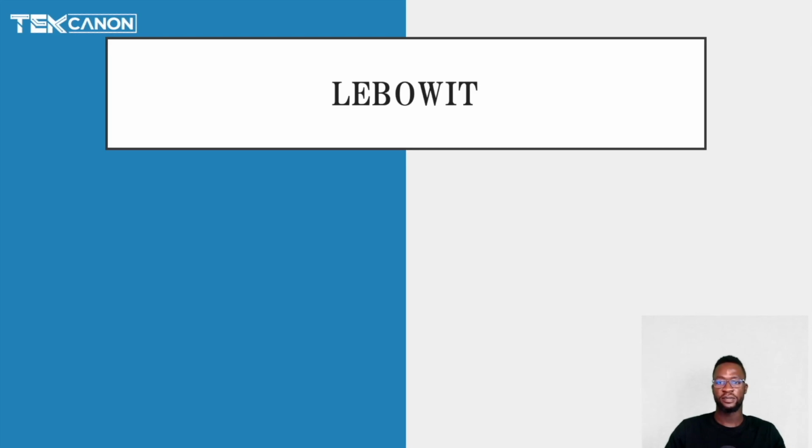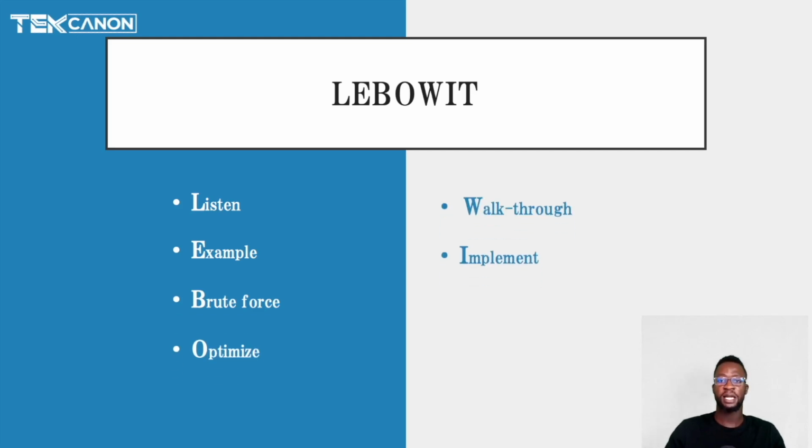LEBOWIT, you're wondering what this even stands for, I'm sure. LEBOWIT is an abbreviation for some critical steps that I would recommend you take when you are faced with a coding problem, be it during an interview or even while you're solving algorithms on your own. This method is guaranteed to help you get to an optimized solution within a limited amount of time as you would face during technical interviews. So what does LEBOWIT stand for? Listen, example, brute force, optimize, walk through, implement, and then test your code.